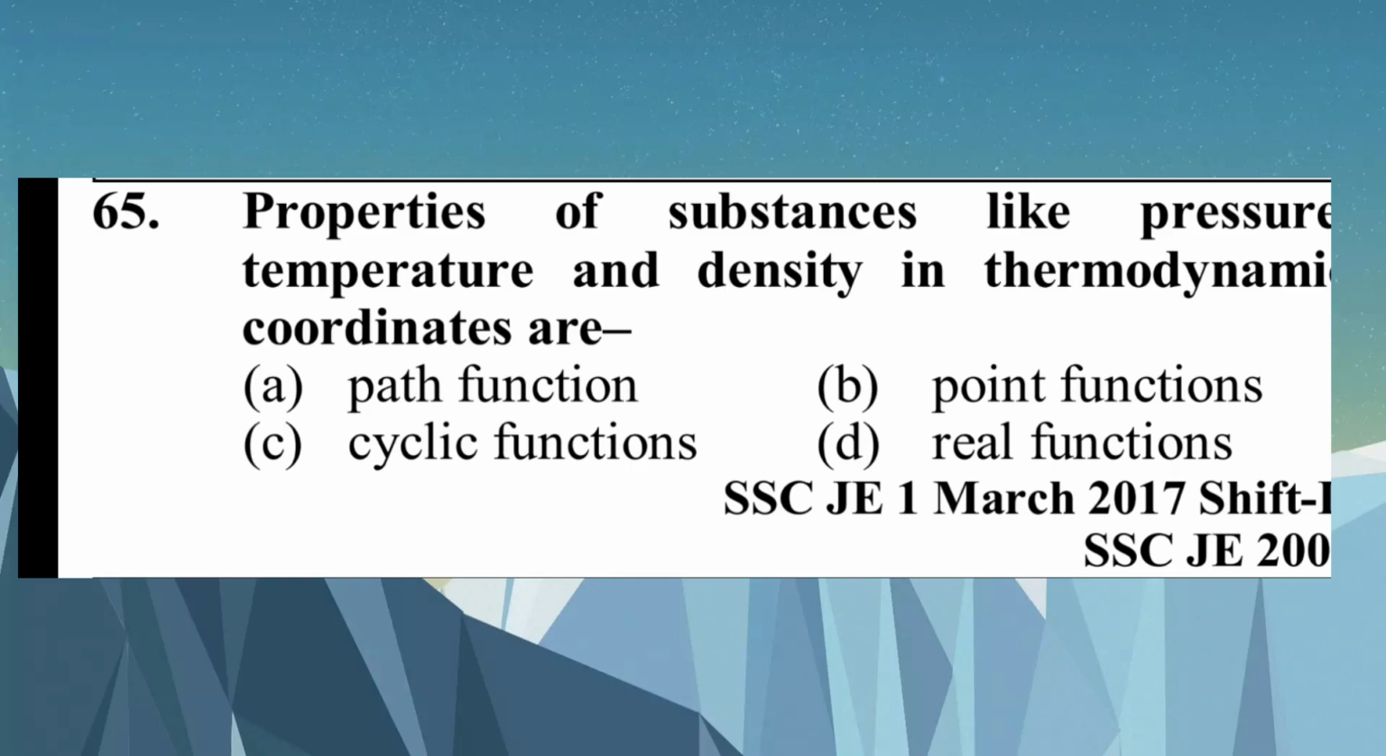Question number 65. Properties of the substance like pressure, temperature, and density in the thermodynamic coordinates are: A, Path function; B, Point function; C, Cyclic function; D, Real function. Properties are point functions.